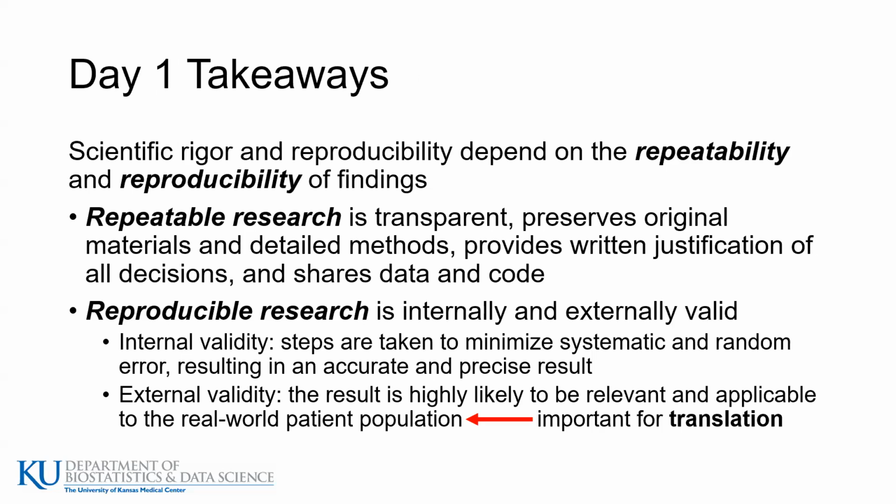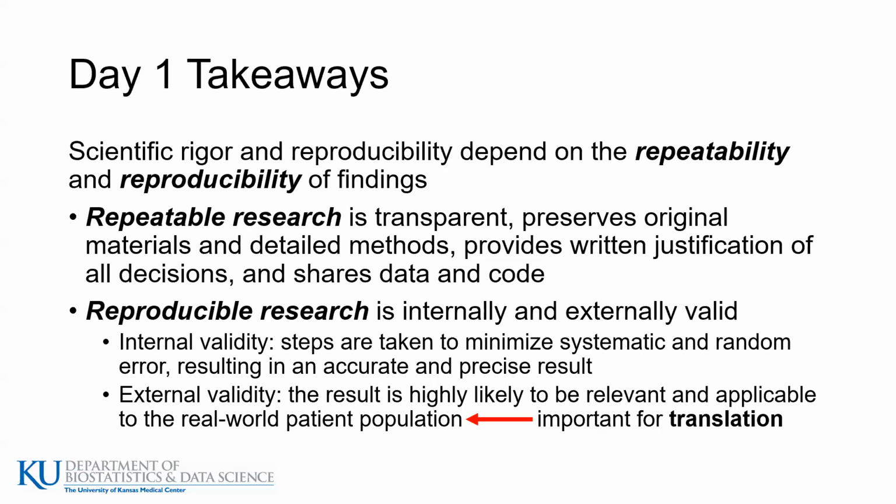Just to give a recap of what we talked about last time, scientific rigor and reproducibility depend on both repeatability and reproducibility. So repeatable research is if we conduct the same study on the same participants and apply the same methods, we'll get the exact same results. Reproducible research is when we apply a study by taking a different sample from our population and using similar methods, we would get similar results.